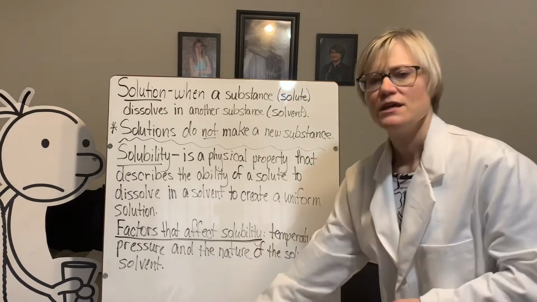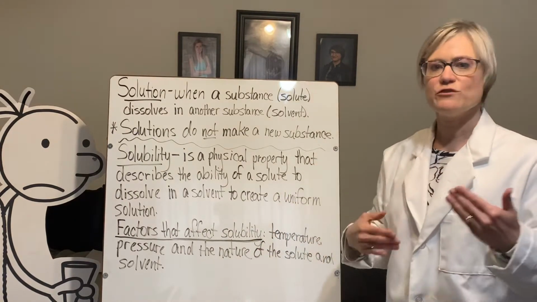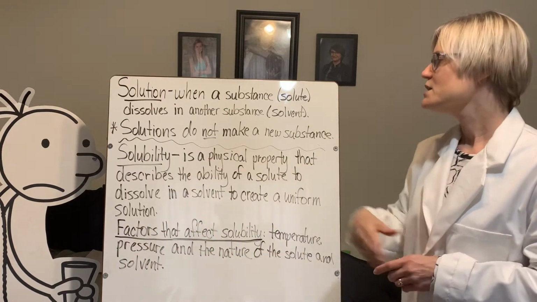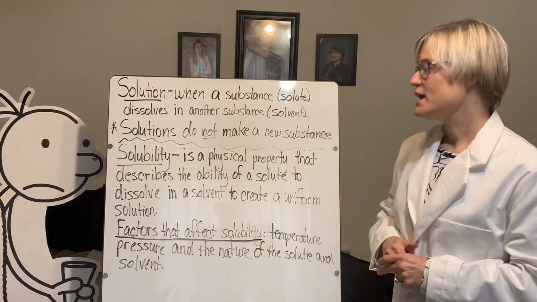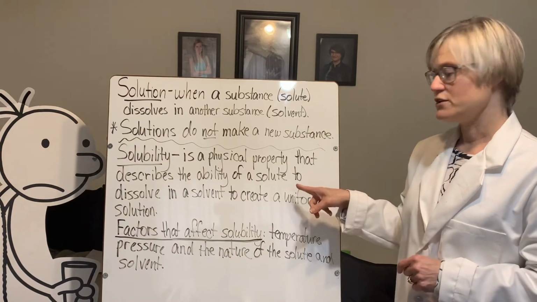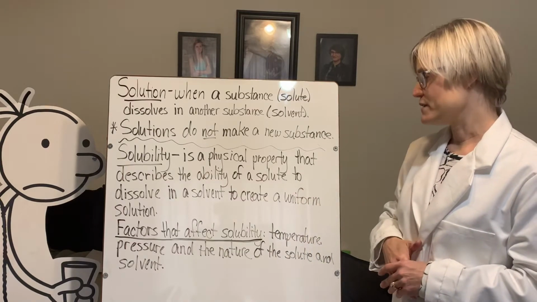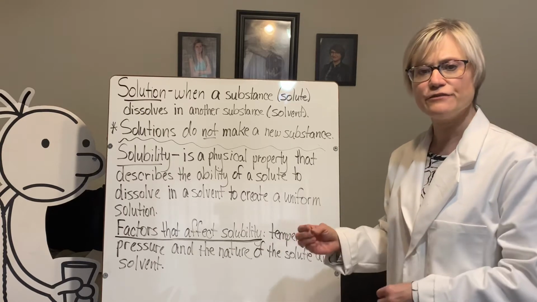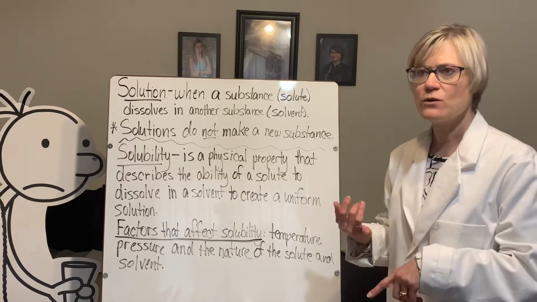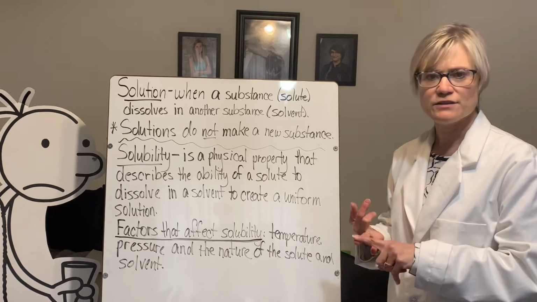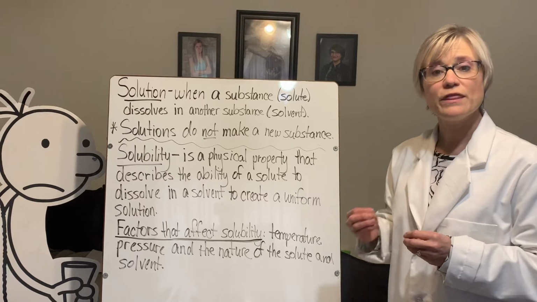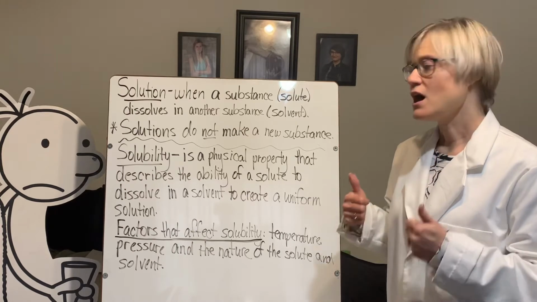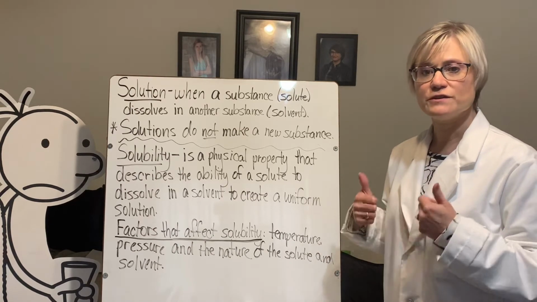All right, so today we're going to add to our information a property of matter called solubility. So solubility is a physical property that describes the ability of a solute to dissolve in a solvent to create a uniform solution. So remember yesterday when we were adding the different things to the water, we had flour, we had the Italian spices, we had a lot of different things. The one thing that we found that really dissolved easily was the sugar. So sugar would have high solubility, which means it dissolves very easily.